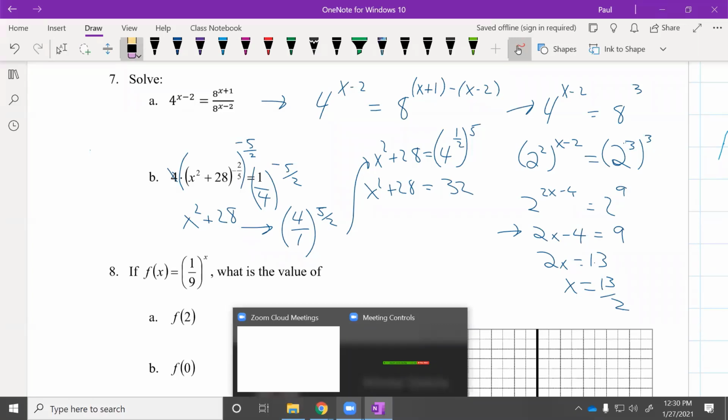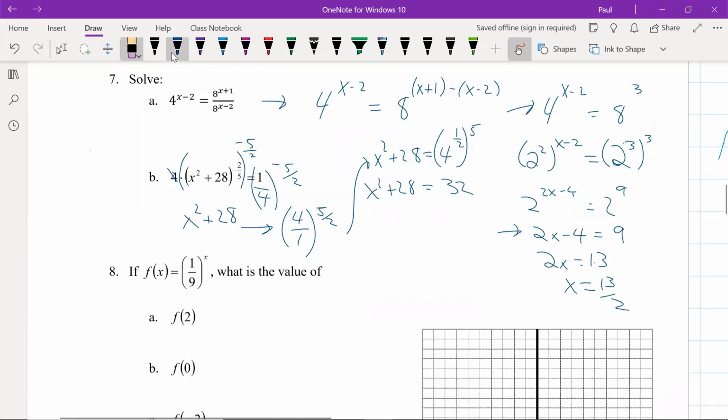Subtract 28 from both sides. And then x is plus or minus 2. Positive or negative. All right, good. Nice work, Patrick.